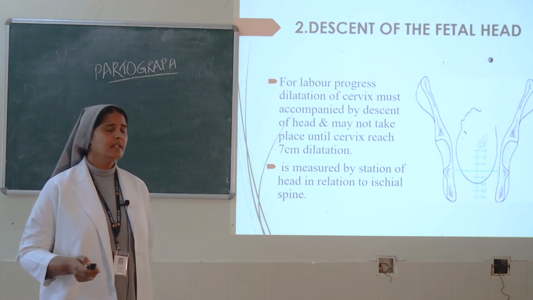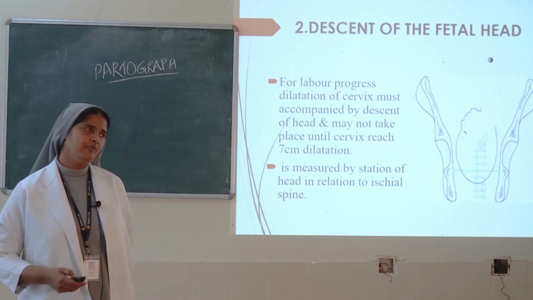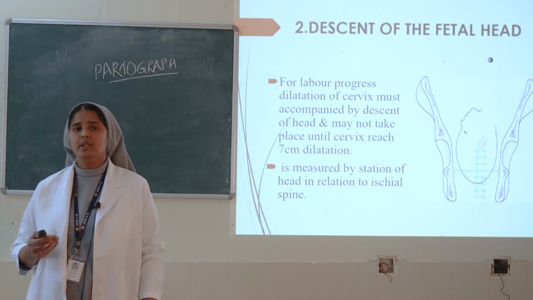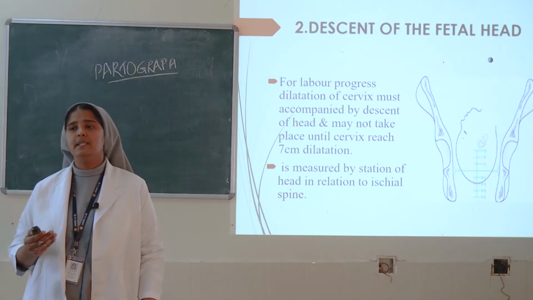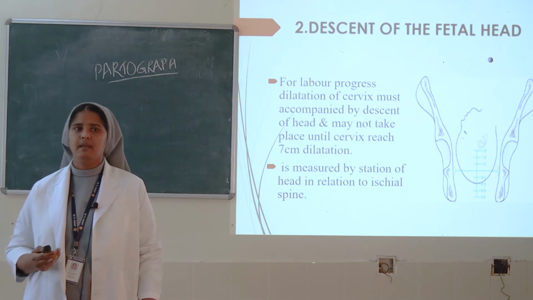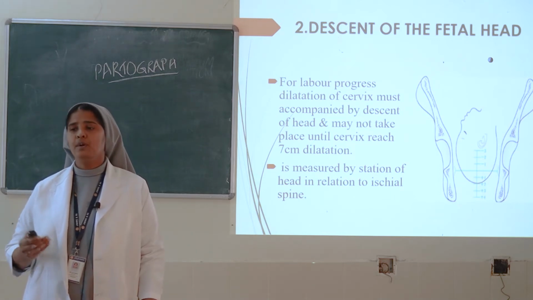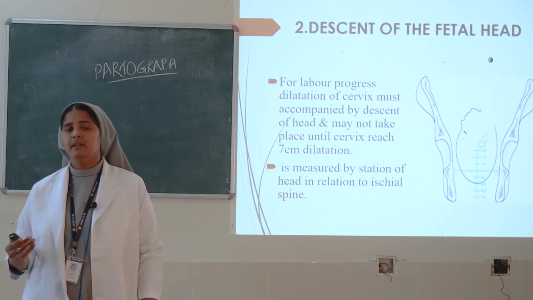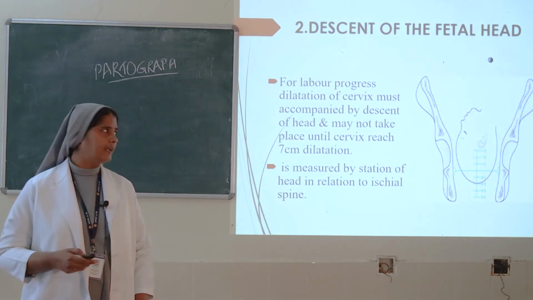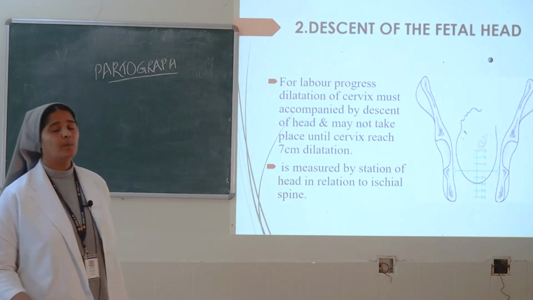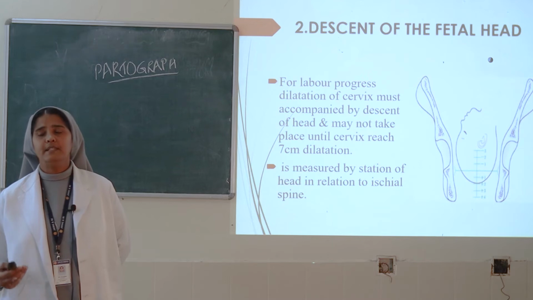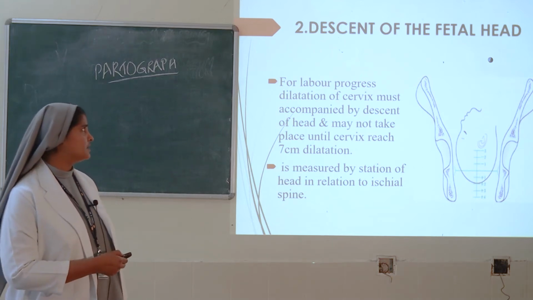And the second component is the descent of the fetal head. We have studied that the fetus descends down throughout the labor, and here we plot how the fetus is descending, or where the station of the fetal head is. Once the cervix is 7 centimeters dilated, the fetal head starts descending. That is what it says.